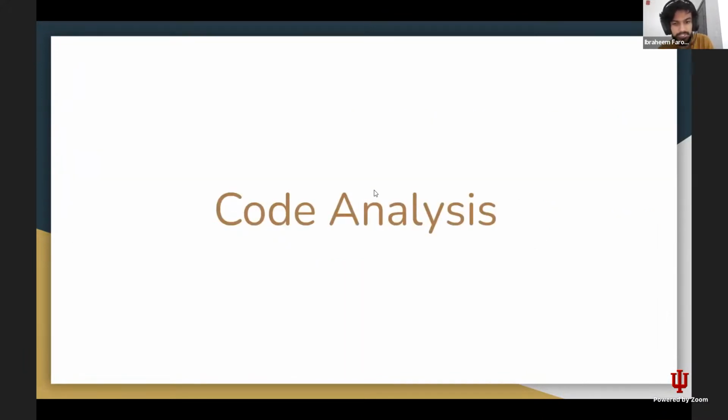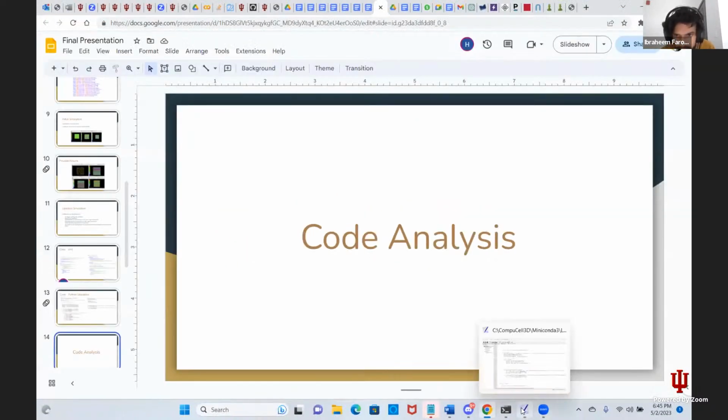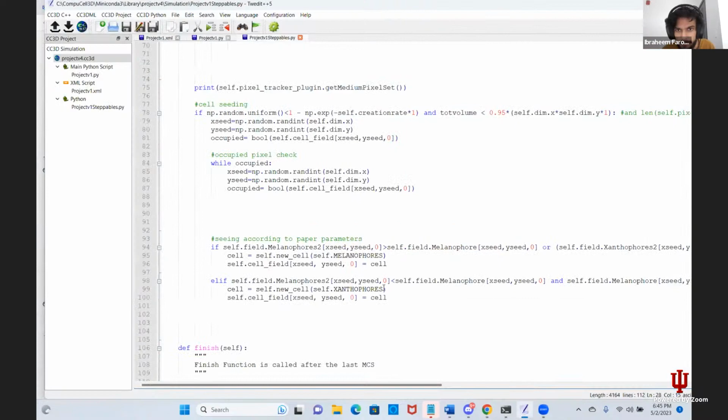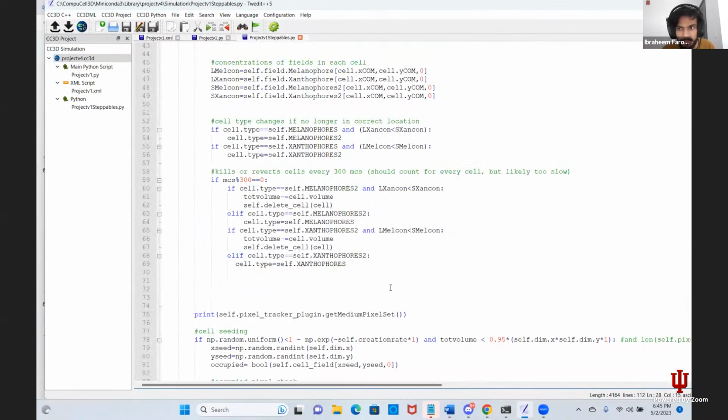I don't actually even know if I need to unshare, but I will. Can you guys still see my screen? And you can see the twit.